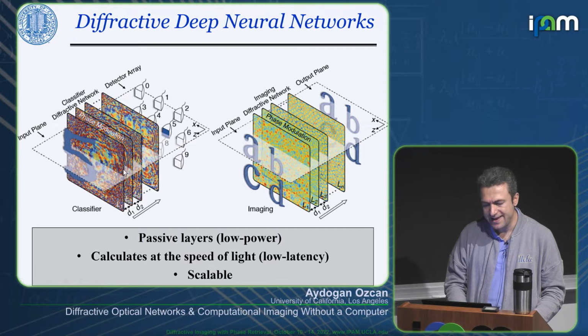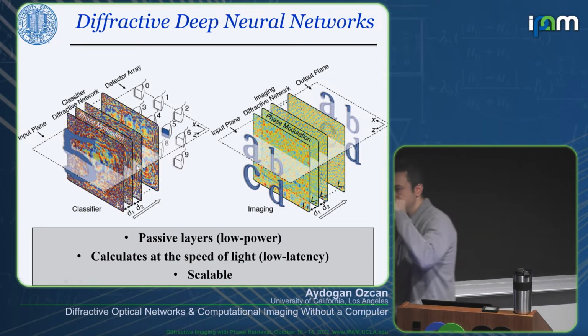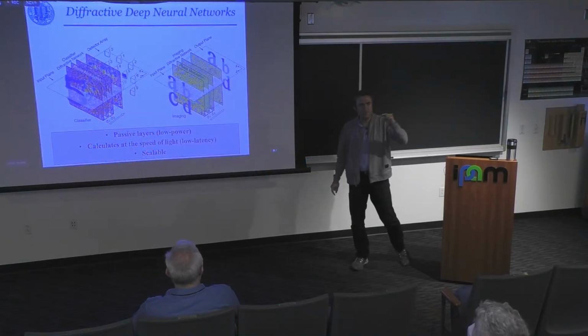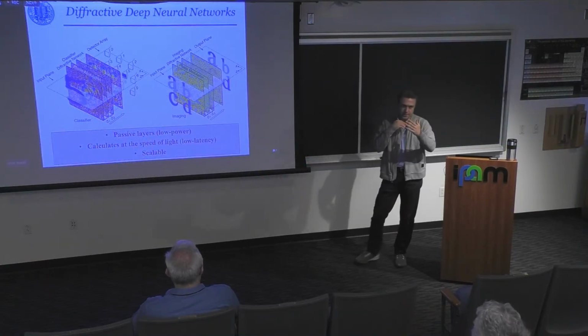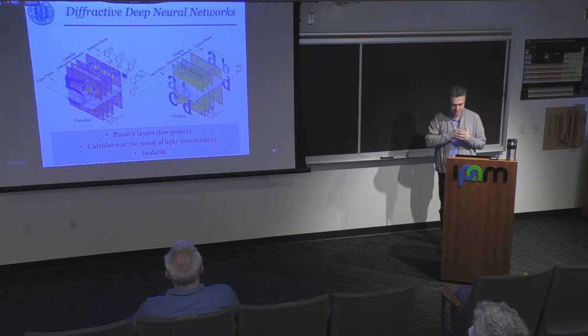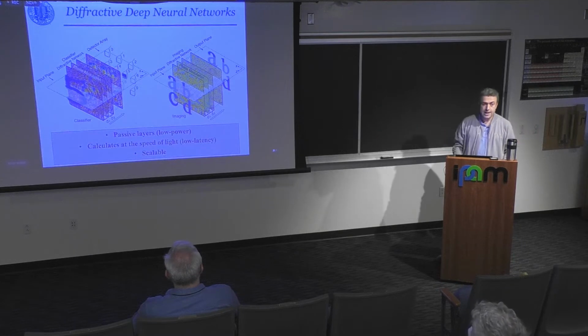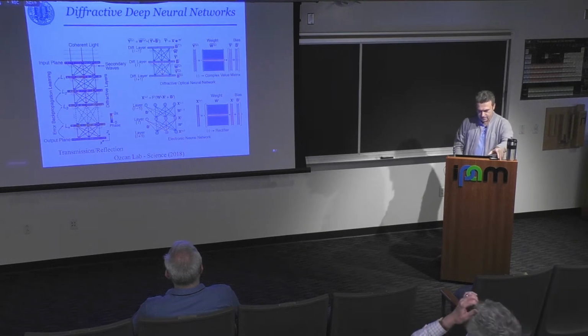These are very thin elements. In the visible part of the spectrum, think of this as a stamp, maybe 50 microns, 100 microns, very thin optical elements. That means within that picosecond time that light takes to go from one end to the other end, you compute your solution. And these are scalable. You can fabricate larger and solve larger problems with these diffractive layers.